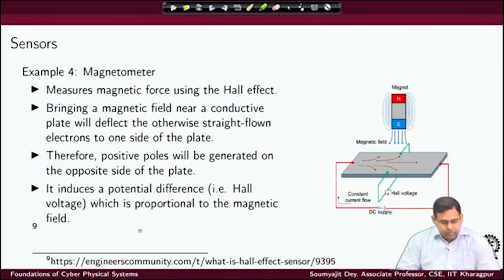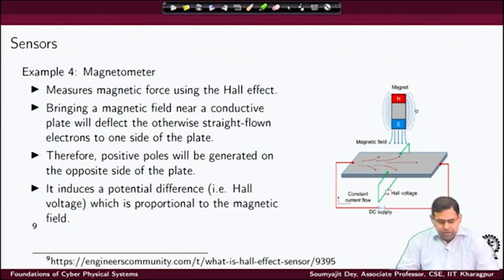Now the other thing, we will talk about another very important sensor, that is the magnetometer. So what the magnetometer does is it uses the Hall effect. The Hall effect is basically an electromagnetic phenomenon which says that if you bring a magnetic field near a conductive plate, it will deflect the straight flow of electrons from its standard flow. So let us say you have an electric field here, right. So you have electrons flowing like this.